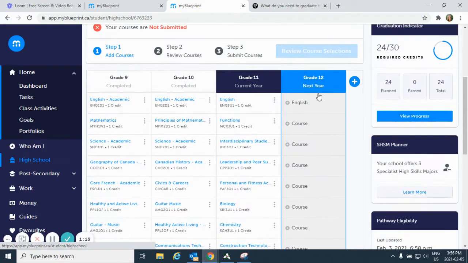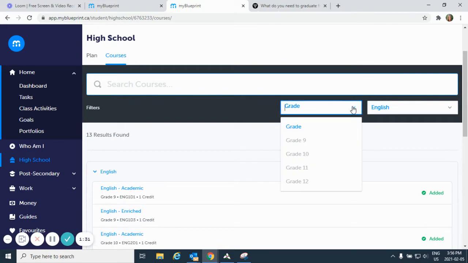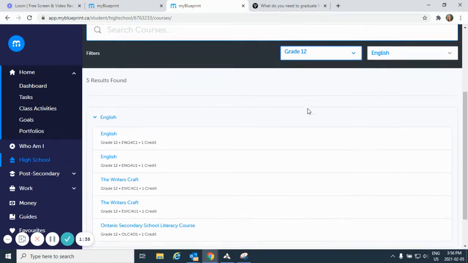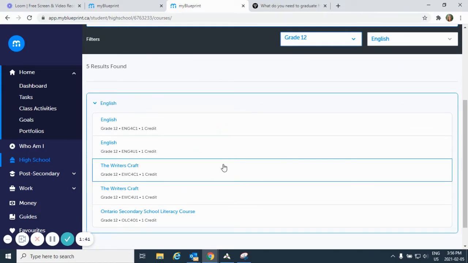Let's jump over to planning for next year. That's why we're here, remember? In grade 12, the only mandatory course that you need to take is grade 12 English. This is where we're starting. Click on English. Remember, it's always a good idea to filter your course search by the year that you're going into. This just makes it easier to see and has the courses a little bit more organized for you.